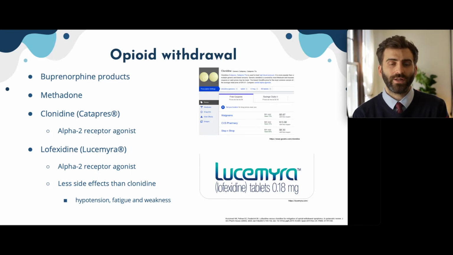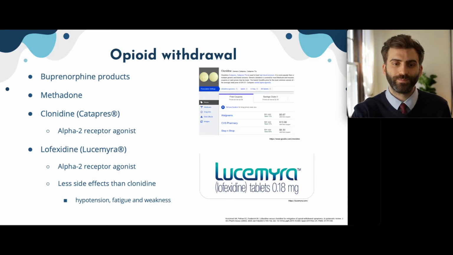One is that clonidine has been out for a long time, so you can see the pricing on the picture here, but it's relatively affordable. Whereas lofexidine is a brand name product, is branded at this time, and it's quite expensive. With that being said, a study has shown that it had less side effects than clonidine. So clonidine might be your option to be more cost effective. Lofexidine might be your option if the patient has more resources or better insurance and so on.